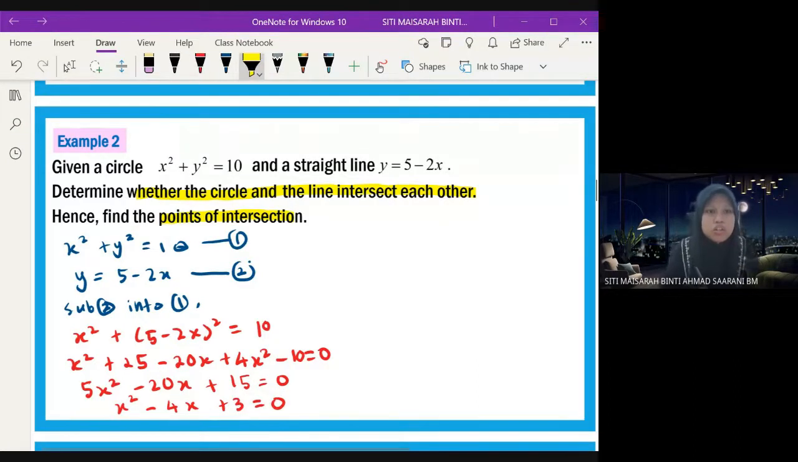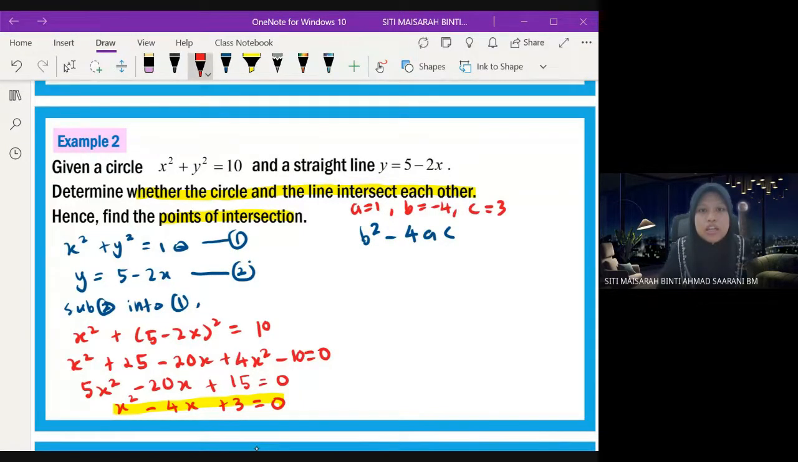This is our quadratic form. So then we need to find b square minus 4ac in order to determine whether the circle and the line intersect each other. Okay, so for this case A dia adalah 1, B dia adalah negative 4 and C is 3 ya. So then B square minus 4AC, so B is negative 4 square minus 4 times 1 times dengan 3. So 16 minus 12 is 4.